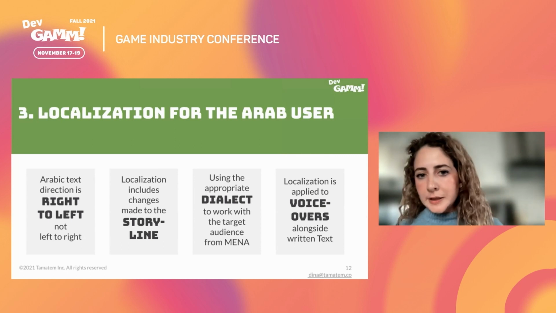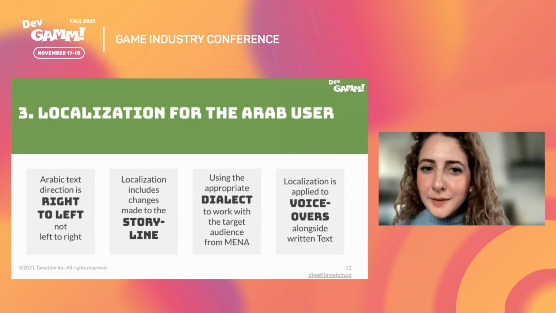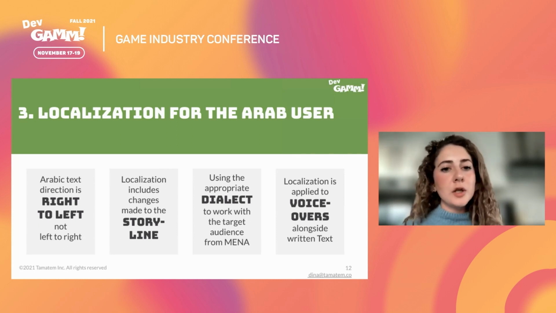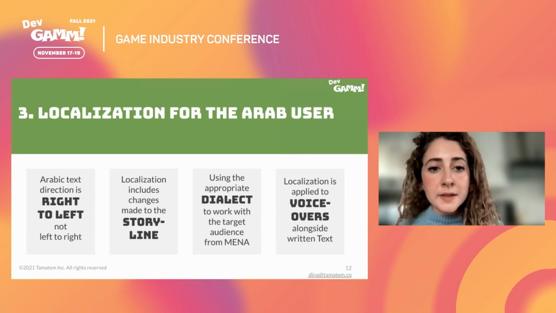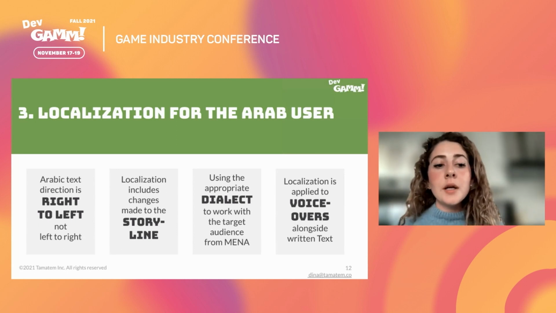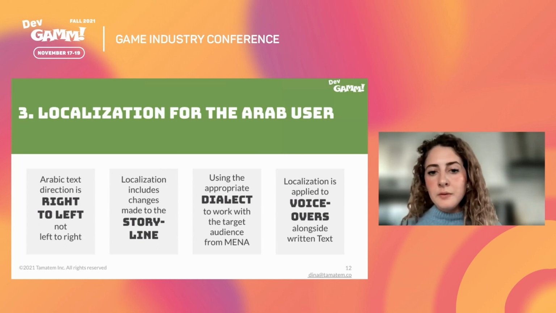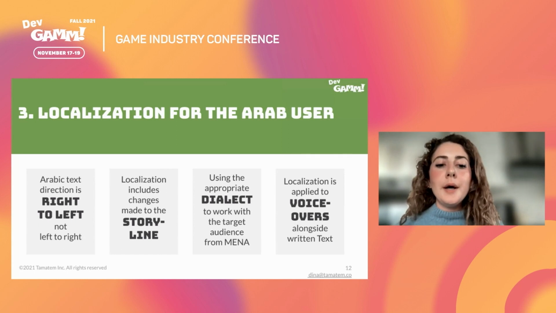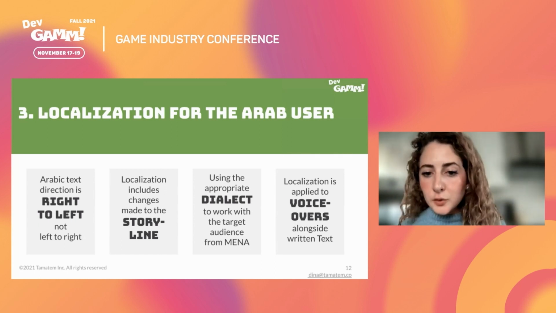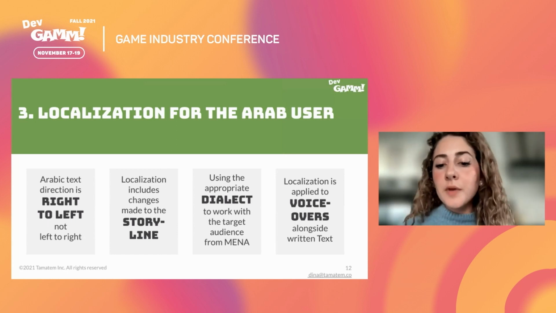Localization is not translation. I think we all know that. You shouldn't translate your text word by word. So you have to understand the text and then localize it according to your target audience. And specifically for the Arabic language, the text is written from right to left rather than left to right. As I mentioned, storylines should have changes made to them if they have some of the taboo subjects in them.